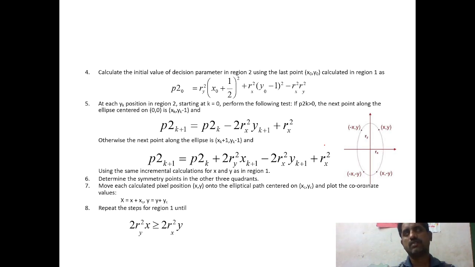But whenever we go into the second region, when y reaches 0, then we can stop the process and we can draw the ellipse. Okay. In the first region, the condition is 2 ry square x greater than or equal to 2 rx square y. But in region 2, whenever y equals 0, then we can stop the process.